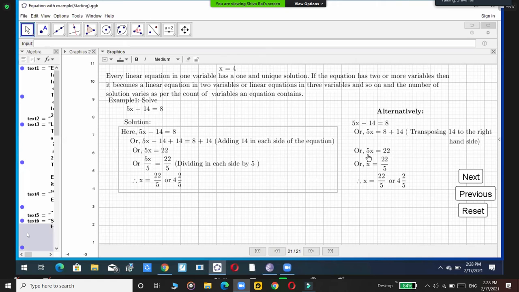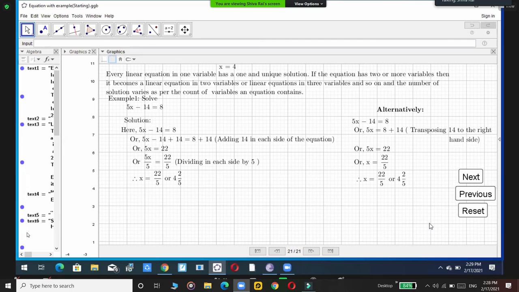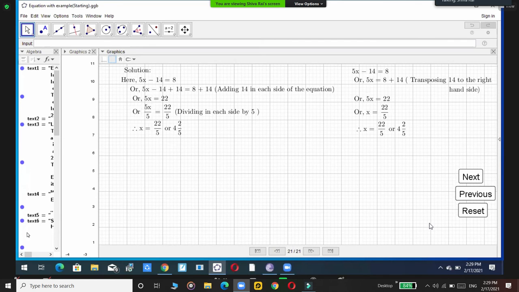So look here after this. 5x equal to 22. Now we have to find the value of x. To find the value of x, you divide the right-hand side quantity 22 by the coefficient of x. The coefficient of x is 5, so you divide by 5. Now we are getting the same answer as before: 22 upon 5, or we can express it as a mixed number, that is 4 whole number 2 upon 5.